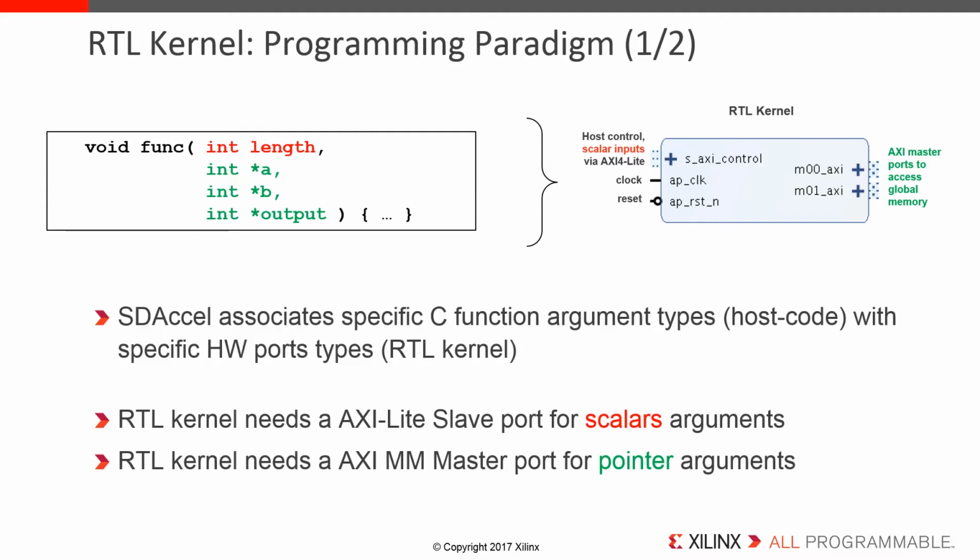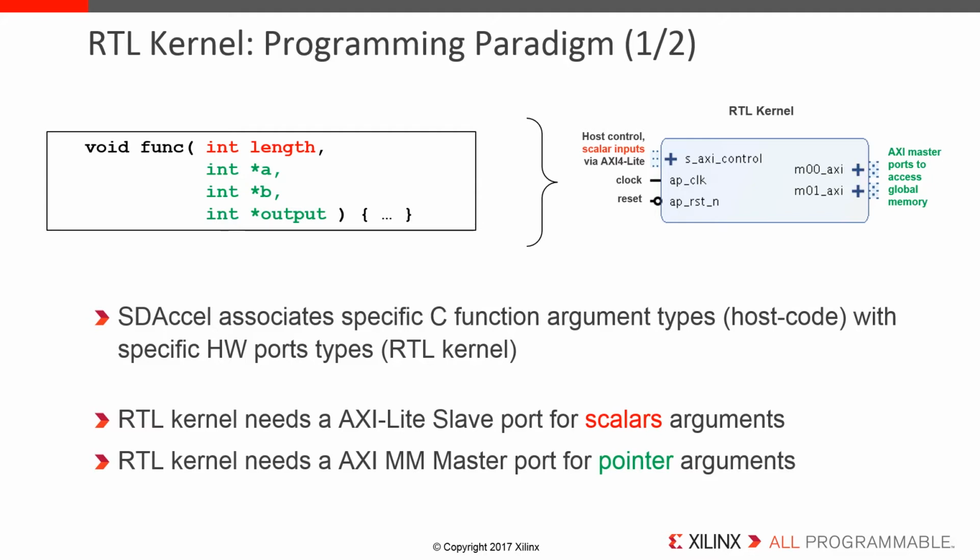Let's talk about the kernel now, specifically the programming paradigm of the kernel. This will provide a model for understanding how the host application software views the kernel accelerator. On the left, you see the function prototype for the RTL kernel with the C function arguments and the argument types. This is the view of the kernel in the host software. On the right is the hardware view of the RTL kernel, with the specific hardware port types that map to the C functions in software.